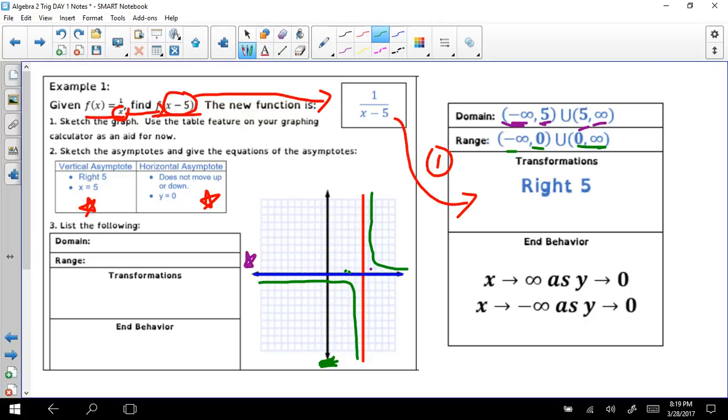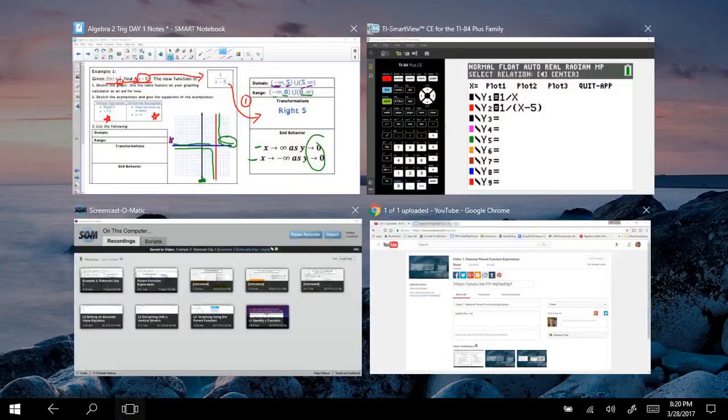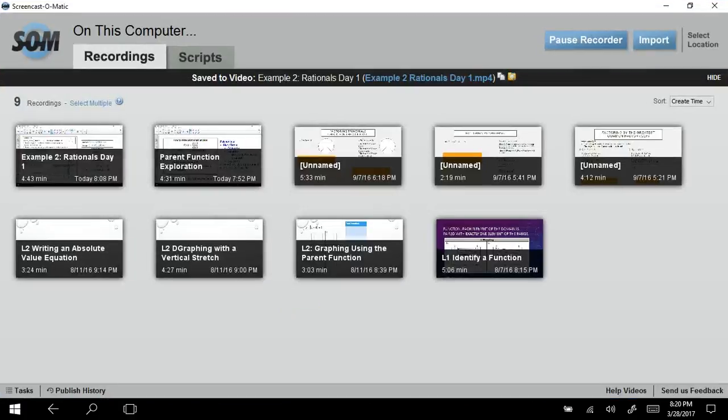They're working together. And then the end behavior. As the x values get bigger, so that would be like right here, the y values are getting close to 0. And as the x values get close to negative infinity, which means they're getting smaller, those are also approaching y equals 0. So you're working with the horizontal asymptote here. And so that is example 1. And I'm going to stop right here.